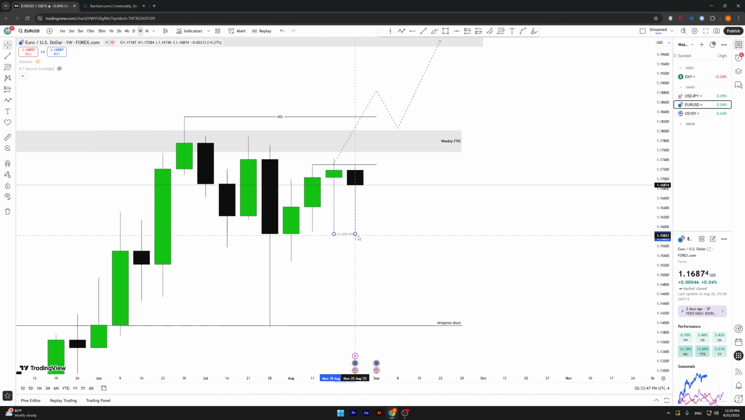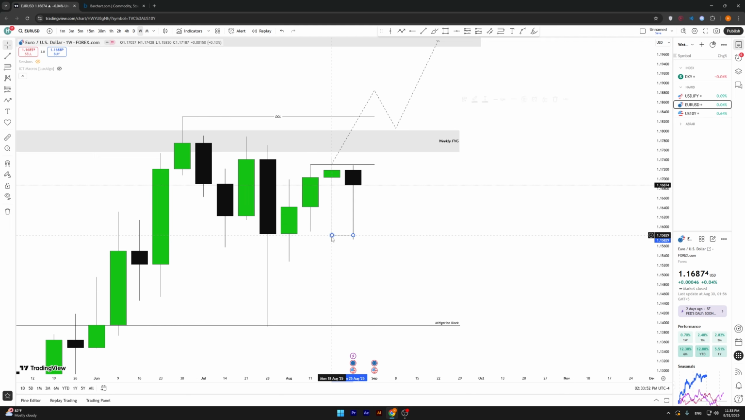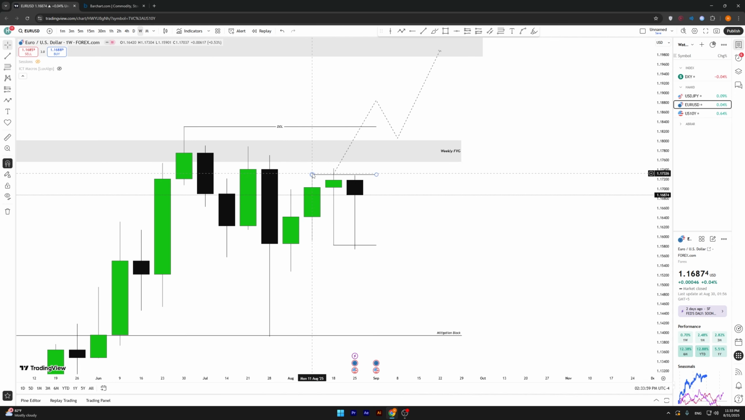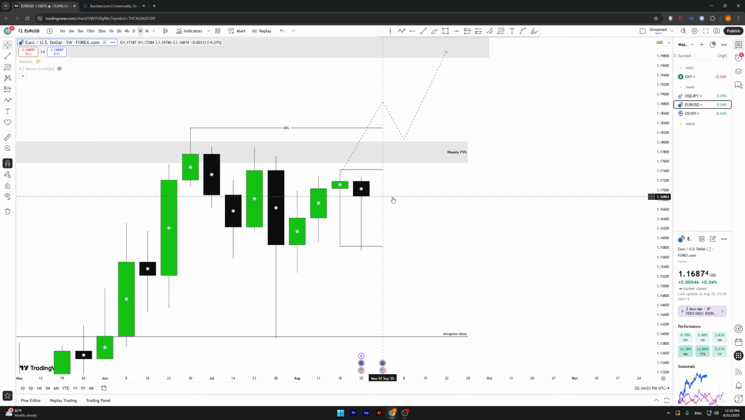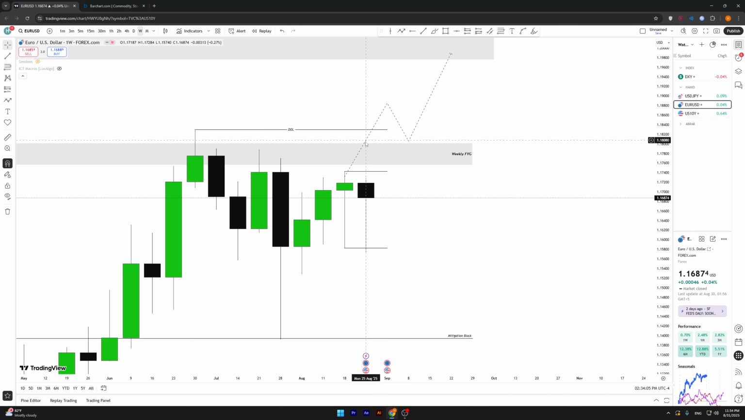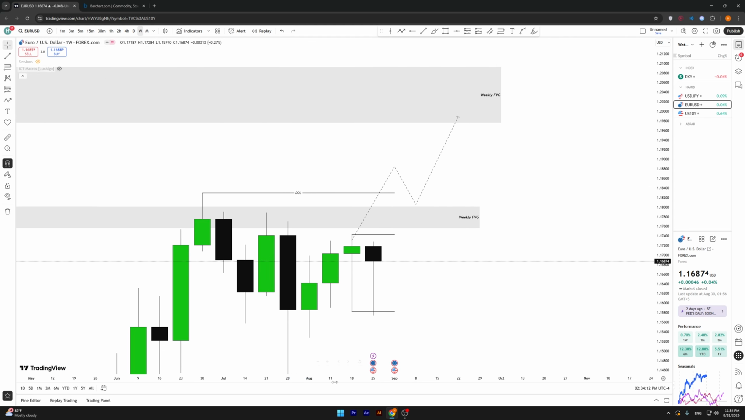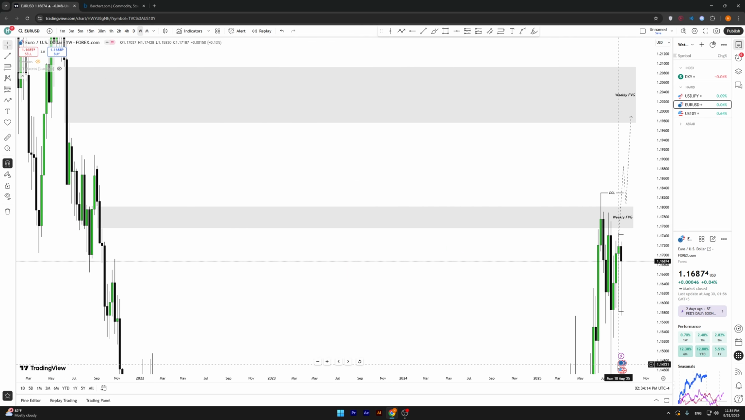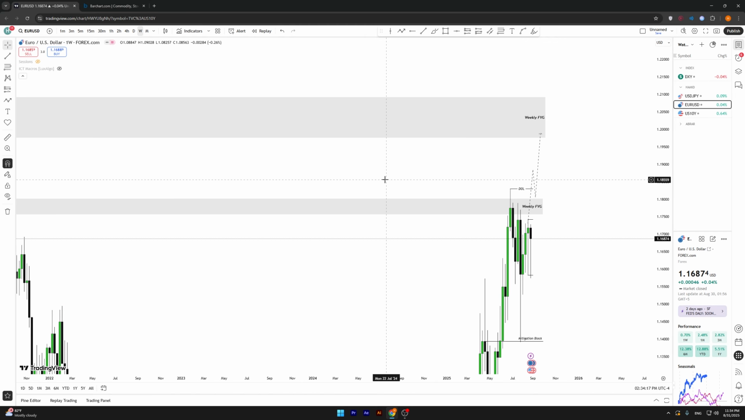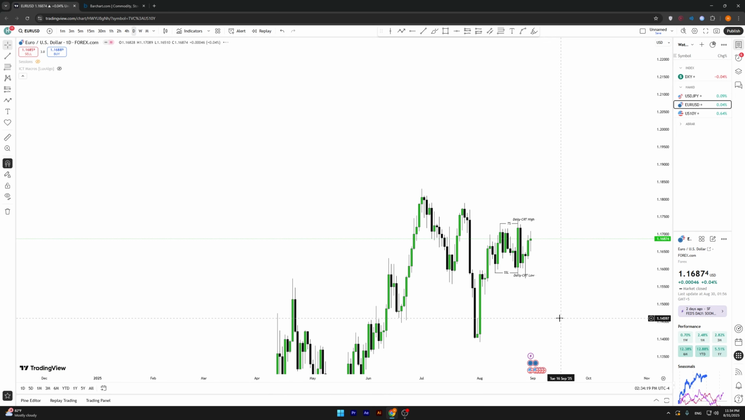Price swept this low, the previous week low. Price cleared the previous week low. Now the previous week high is our target, so this becomes our first target, and then later this is our second target and this is our third target, and we can expect price to move to this weekly fair value gap.